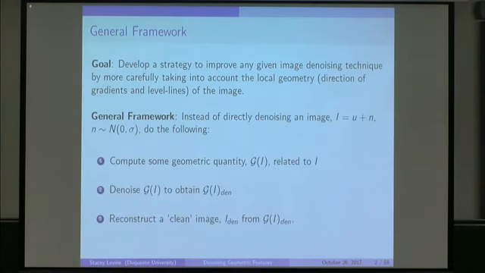So the general framework for everything I'll talk about today, which I'll present in several different settings, is to, instead of denoising or processing an image directly, do the following. Compute some geometric quantity of the image that encodes local geometry in a meaningful way, and process that data instead. And then use that processed geometric data to reconstruct your image. Again, I'll formulate it in denoising, although you could easily apply it to in-painting or super resolution. There are ways you could generalize this to other cases.